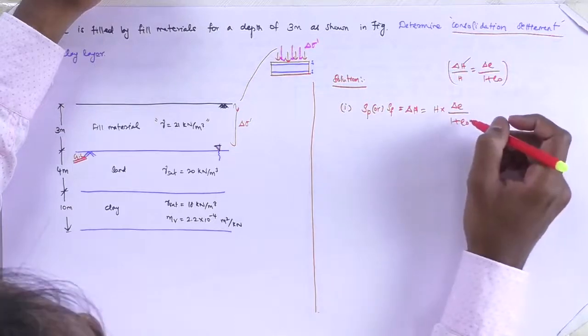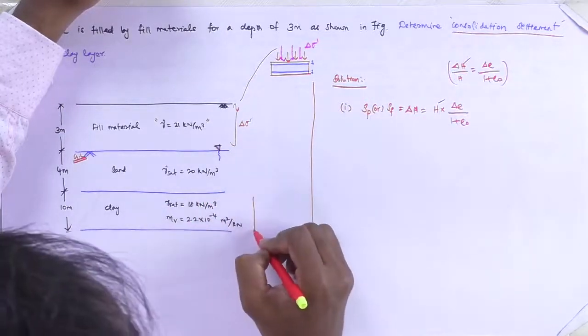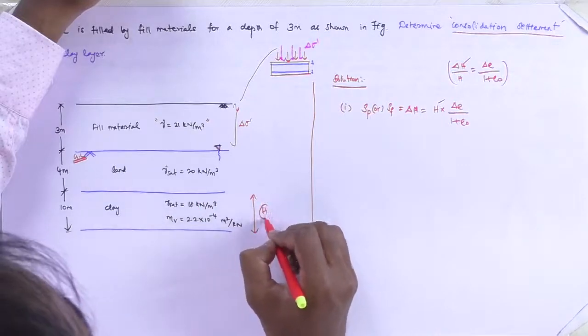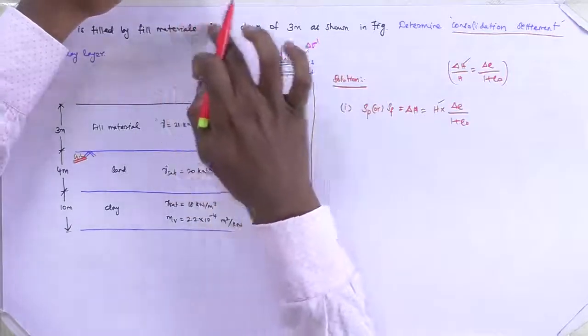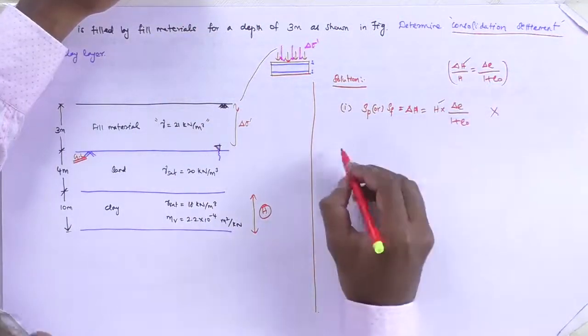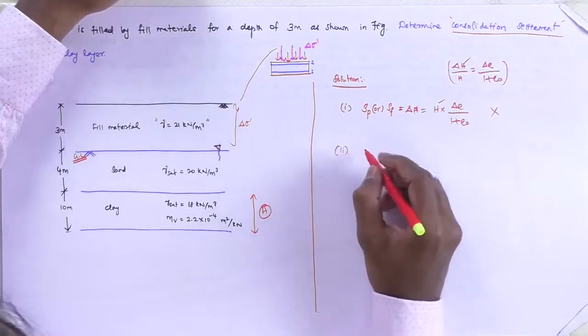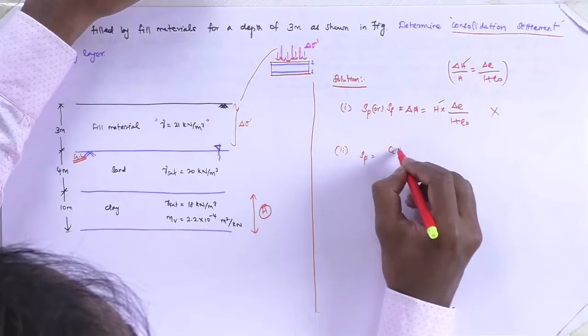They have given the height of the clay layer, but the change in void ratio is not given. So we cannot use this formula. For the second one, we have some more formulas, that is Cc H divided by 1 plus e naught.